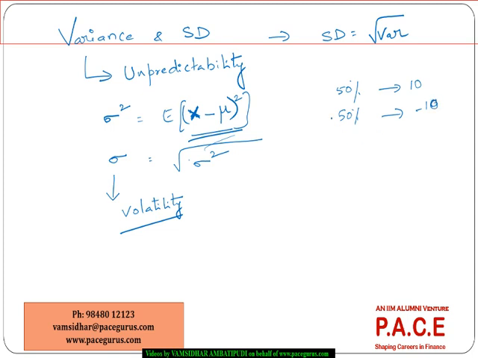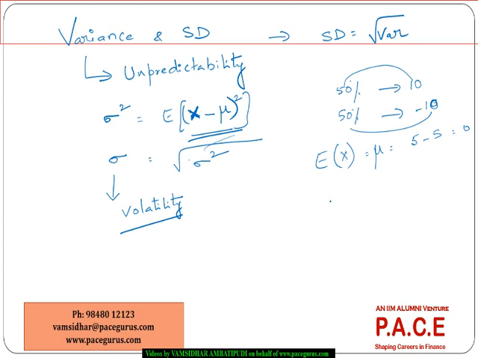Then I really want to find out what is the variance or the standard deviation. So for that, first of all, I am finding out the expected value, which is the mu, which is going to be 50% times 10, which is 5, plus 50% times minus 10, which is minus 5. So the mean is 0.